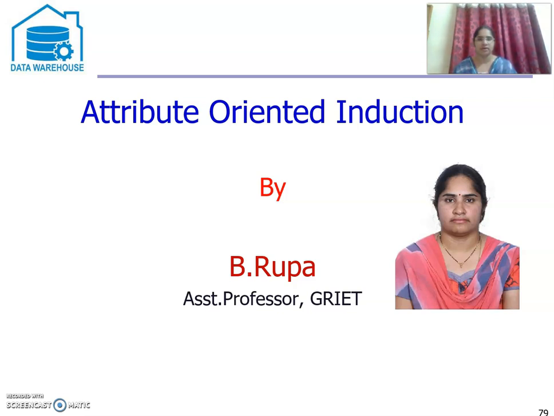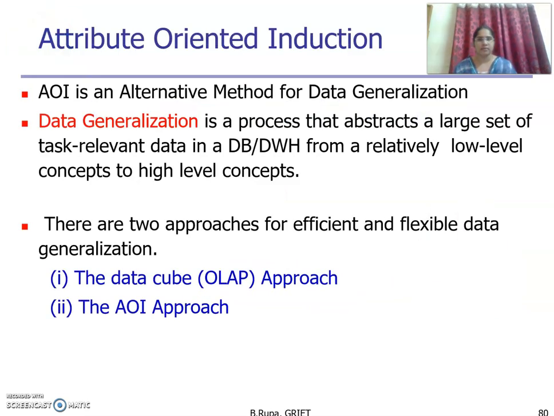Now I will discuss attribute-oriented induction. Attribute-oriented induction is an alternative method for data generalization. Data generalization is a process that abstracts a large set of task-relevant data in a database or data warehouse from relatively low-level concepts to high-level concepts.